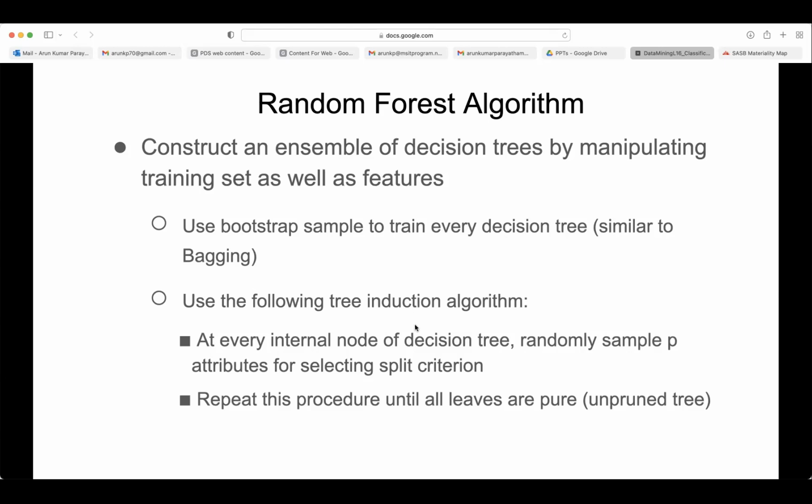Use the following tree induction algorithm. At every internal node of the decision tree, randomly sample P attributes for selecting the split criterion. So we will use only P attributes to split at each internal node. What is P? We will discuss that in the next slide. How do we select this P?